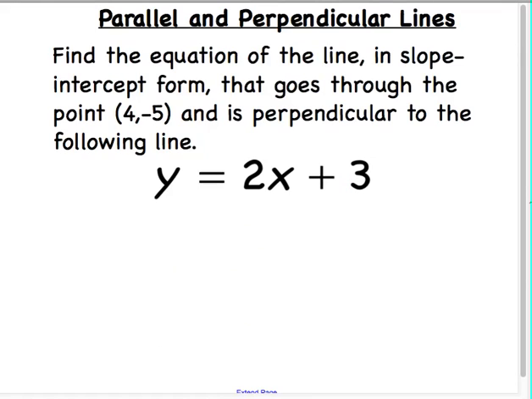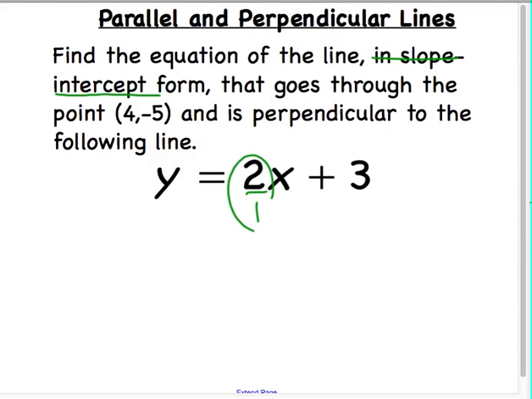So we're going to use that to solve something like this. Find the equation of the line in slope-intercept form, so make sure we're reading the directions, that goes through the point 4, -5 and is perpendicular to the following line. So let's worry about the point later. Perpendicular. Well, we first need to find the slope of this line.